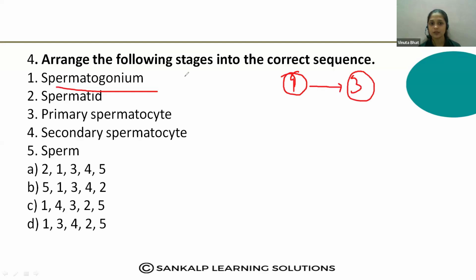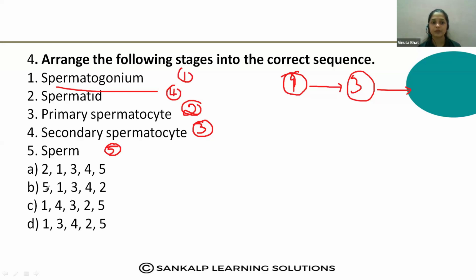So first one, what is the second step? Primary spermatocytes are formed. What happens from primary spermatocytes? Secondary spermatocytes are formed. After that spermatid, after that sperm. So you should arrange this in this manner. They are saying the fourth one answer is D. We'll check this.